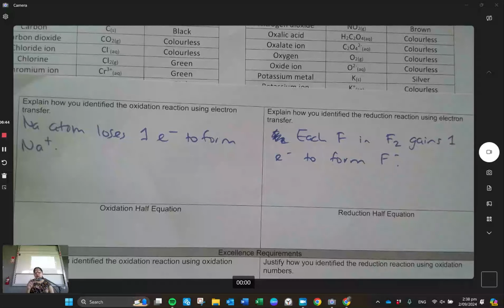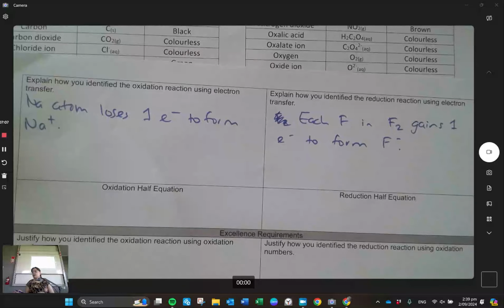So some of you wrote F2 gains 1 electron to form F minus, and I couldn't accept it, because it's not. And then some of you wrote F2 gains 2 electrons to form F1, and again, it's not the correct chemistry language. So it is quite a nitpicky assessment. It's an easy assessment, but it's nitpicky. That's the trade-off. Are we okay with that? Let me know if you need more Post-its. All right, keep going.